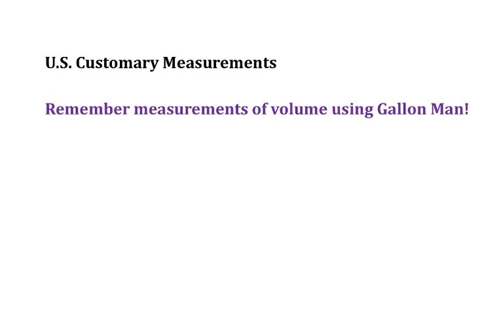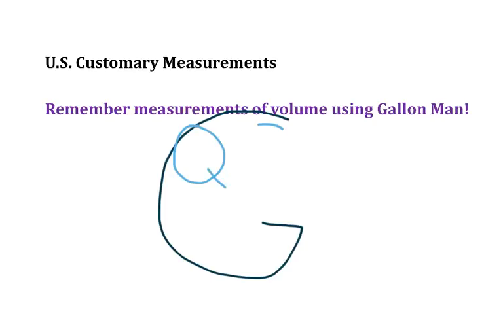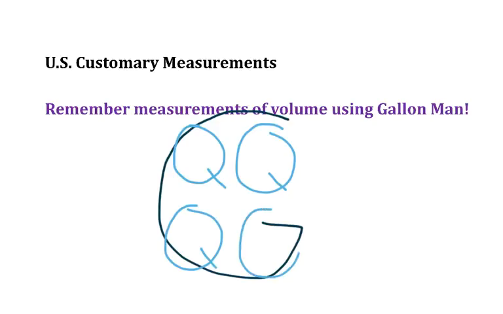I would encourage you to Google gallon man to get a nice picture, but I'll try to draw one here for you too. So basically I'm just going to draw a big G for gallon, and then within this gallon I'm going to fit 4 quarts. And again, this is my kind of sad attempt here, so you should Google it. And then within each quart, I need to fit 2 pints. So now I'll put 2 pints within each of my quarts.